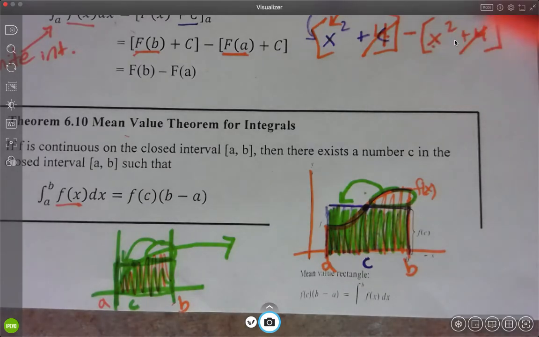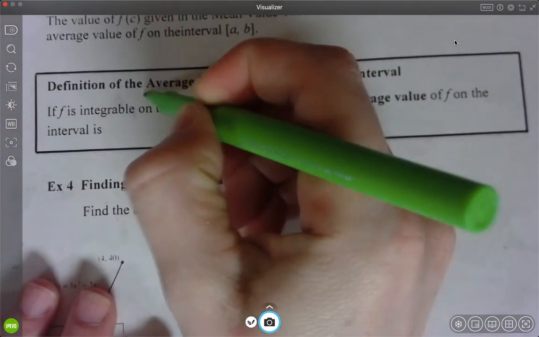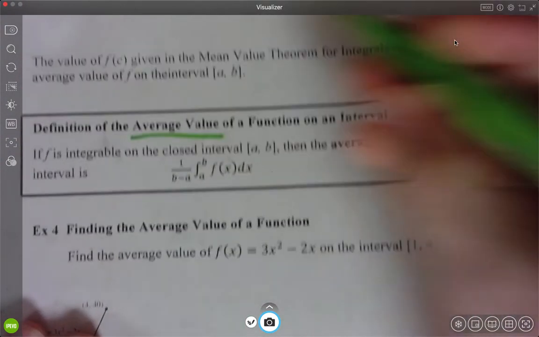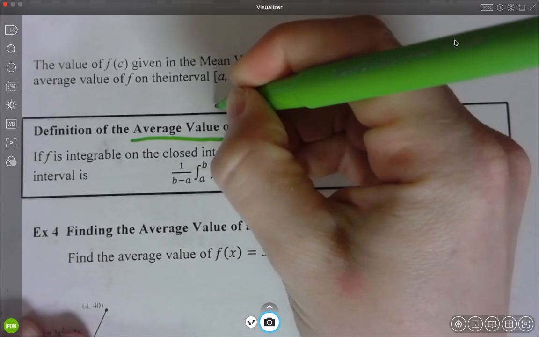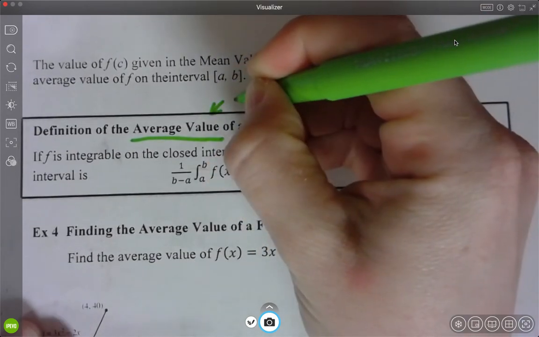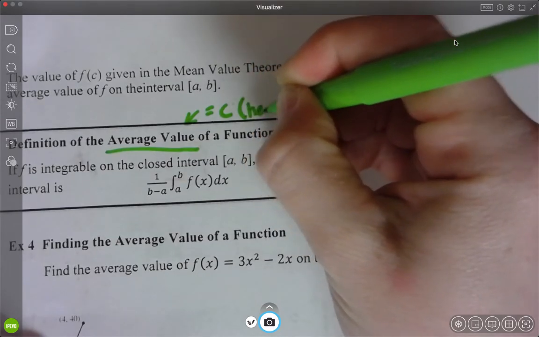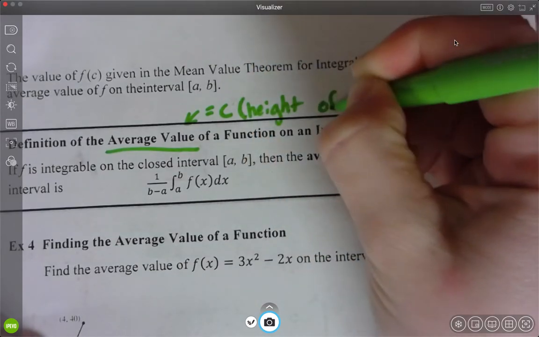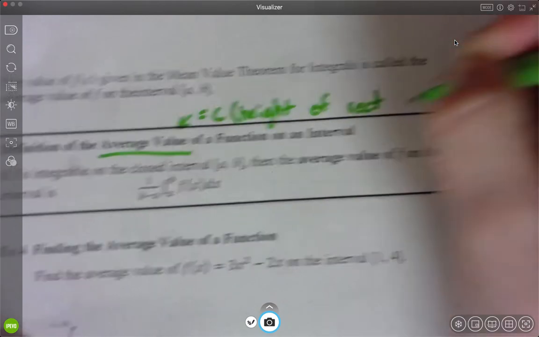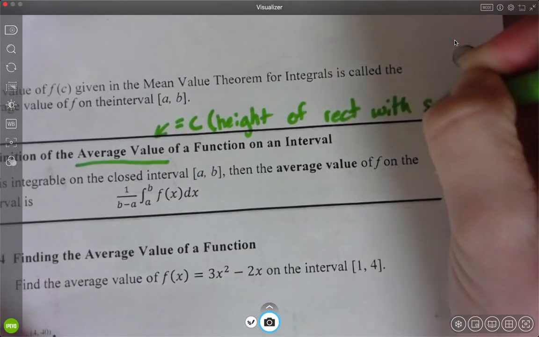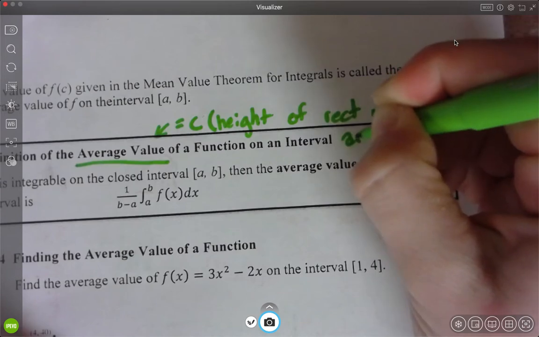So on the back side, the average value is actually finding that C. Average value equals the C, which is the height of the rectangle with the same area under the curve.